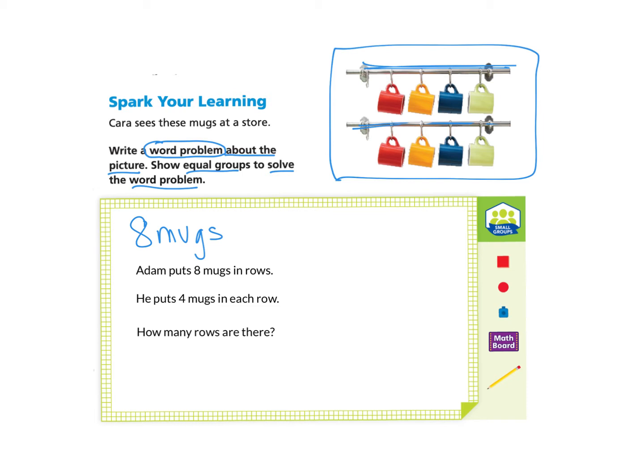We can look at this picture and tell right away that there are 2 rows. But let's pretend that we don't have a picture. So we're going to create that he is putting 1, 2, 3, 4 mugs in one row, 1, 2, 3, 4 mugs in another row. And then we see, oh, that makes 8. 1, 2, 3, 4, 5, 6, 7, 8. So there are 8 mugs, and we have circled that there are 2 rows. So we could answer the question, there are 2 rows.